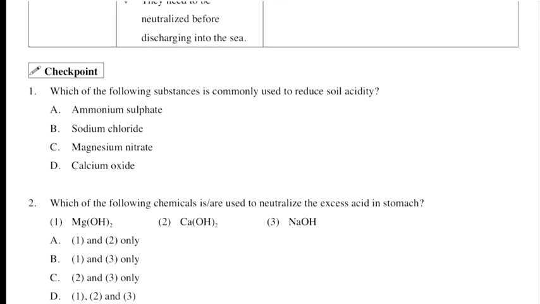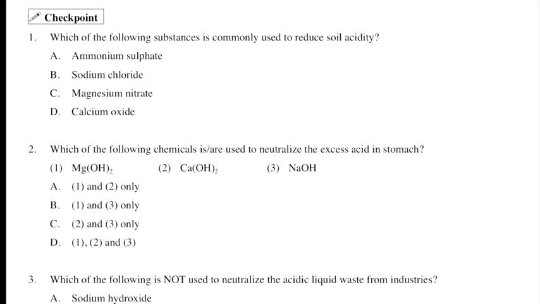Okay, finally, let's go through the checkpoint questions. Again, pause the video now, complete the questions, and then listen for the explanation. Question 1. Which of the following substances is commonly used to reduce soil acidity? The answers provided are ammonium sulfate, sodium chloride, magnesium nitrate, calcium oxide. Here we need to choose a base to balance the soil acidity. So the correct answer should be D.